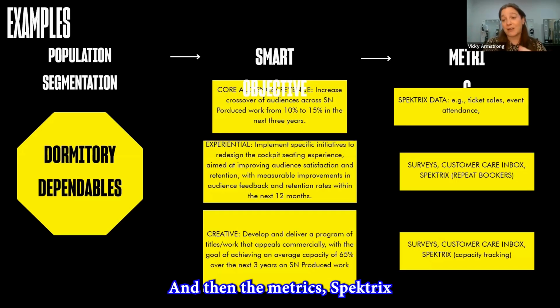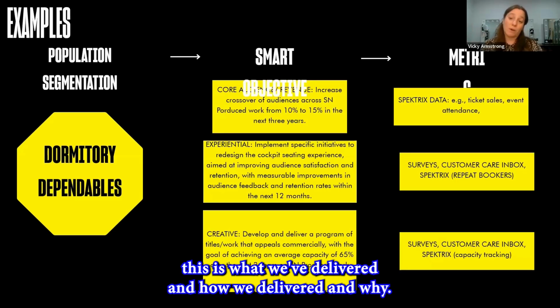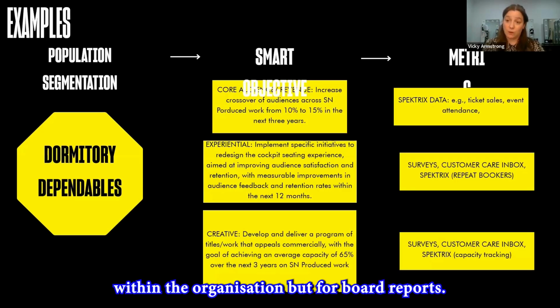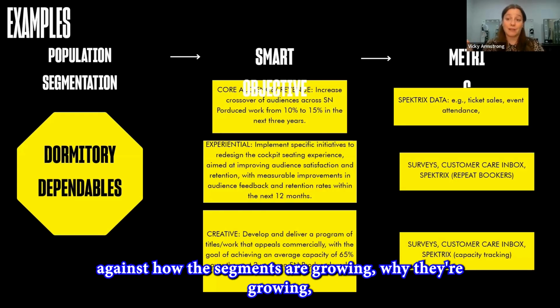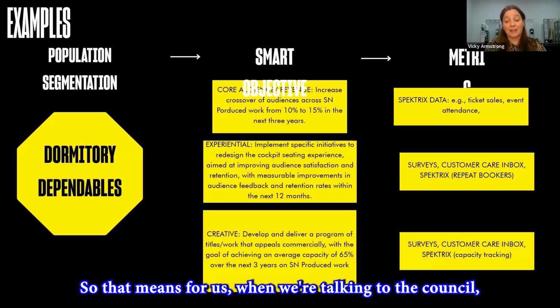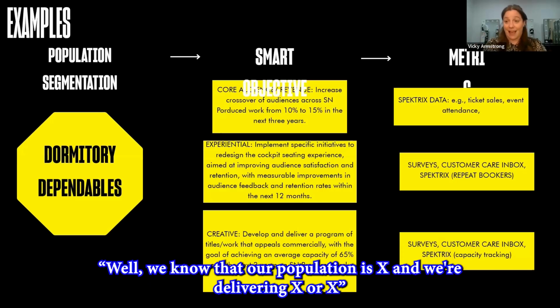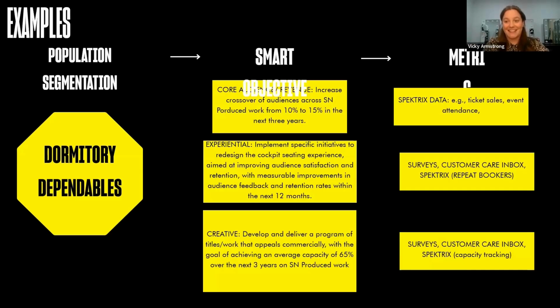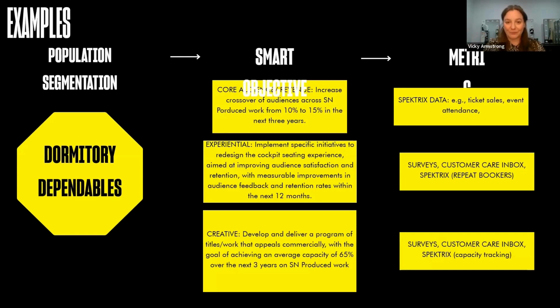And then the metrics, Spectrix, as you can see, is going to come in very useful when we want to start saying, this is what we've delivered and how and why. And for us, it's a shared language, not only within the organisation, but for board reports. It really helps you do a show-by-show benchmarking exercise against how the segments are growing, why they're growing. And then you can also benchmark it against population data. So that means for us, when we're talking to the council, we can say, well, we know that our population is X and we're delivering X for X. And then within that, our database can start reflecting who is outside of our walls.